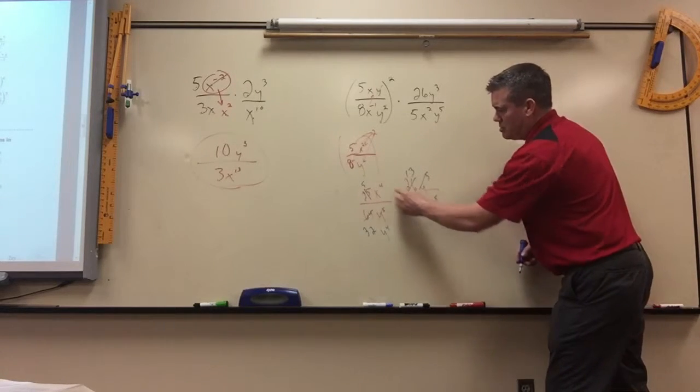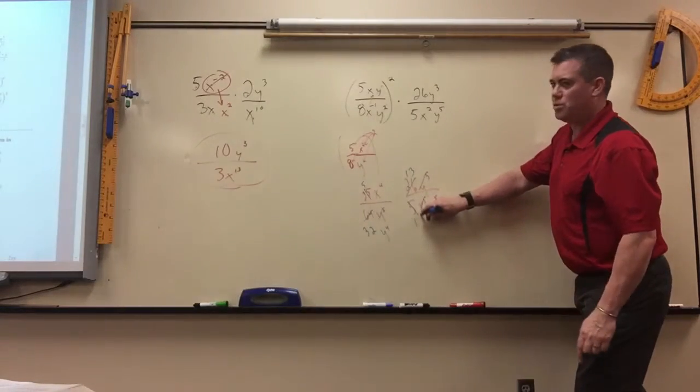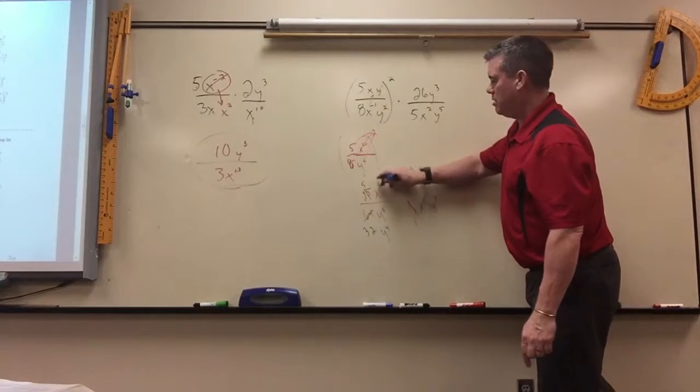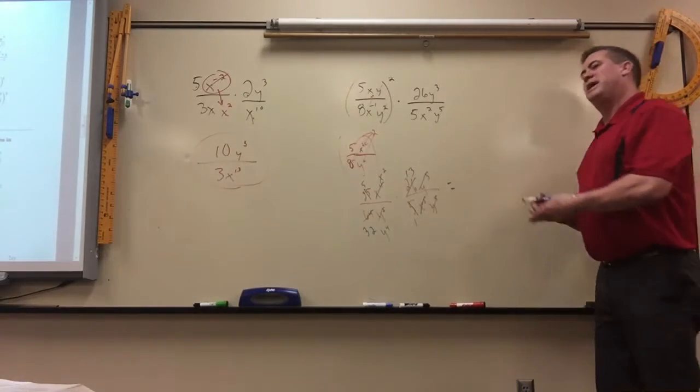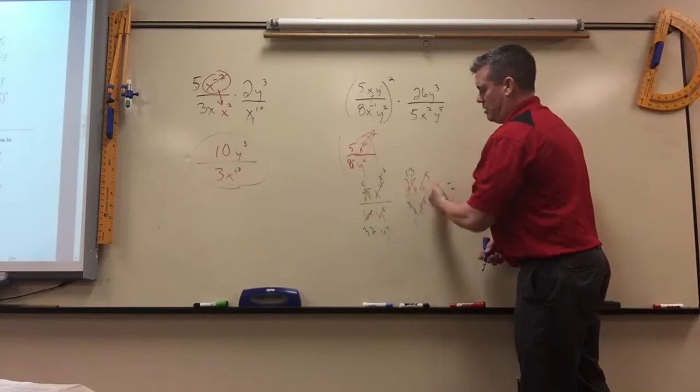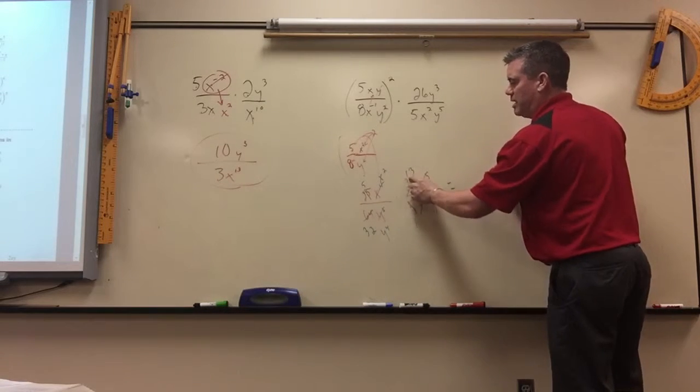The x's, there's 4 here, 2 there. So these 2 would cancel off, leaving you with 2 on top. So again, you got to be kind of neat so you can remember what you got left. I've got a 5, an x squared, and a 13 on top.